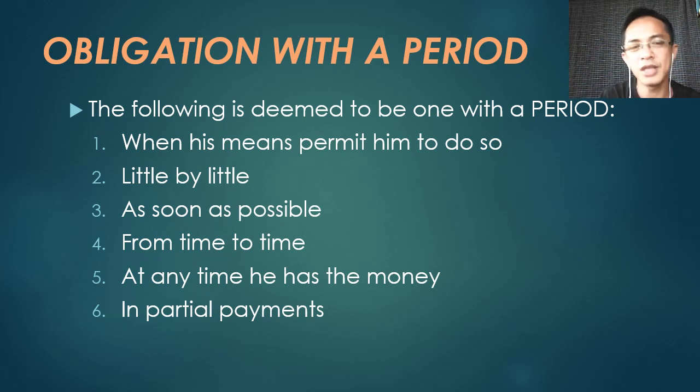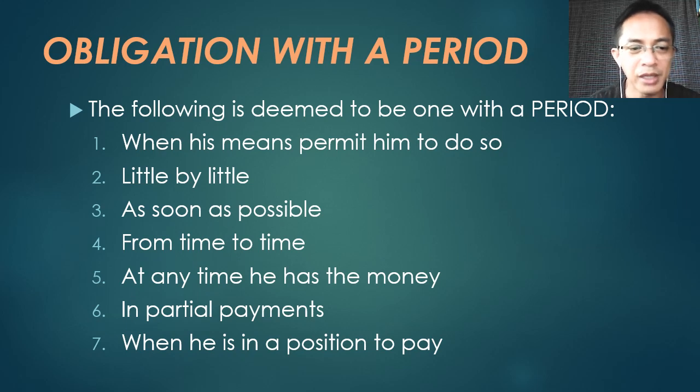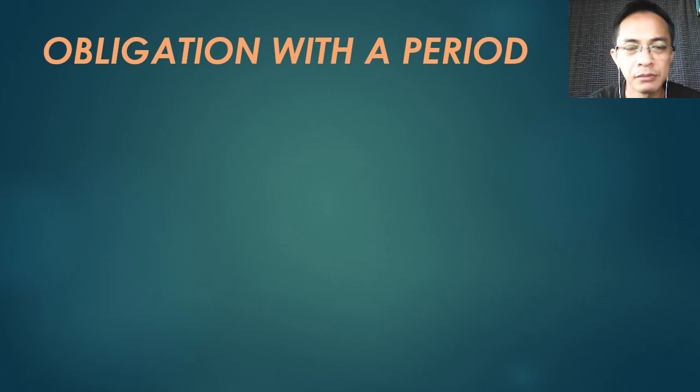Okay. So aside sa death class, kaning 1, 2, 3, 4, 5, 6 are considered period even if hindi pa alam ang fixed date. Okay. At 7 day. When he is in a position to pay, is also considered a period. So if naka-encounter kayo ng problem sa board exam na may ganun, it is considered a period and not a condition.